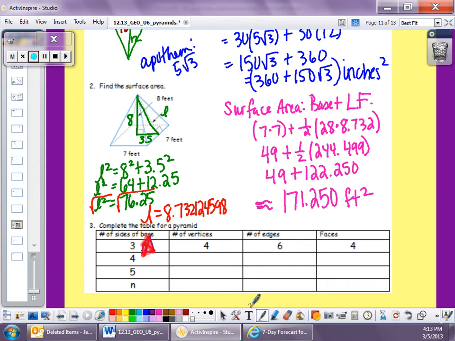So if it's 4, your vertices, there are 4 vertices on the base, plus 1 at the vertex makes 5. The number of edges, there are 4 edges along the base, and then 4 edges coming up, so makes a total of 8. The faces is there is 1 on the base, and for every side, there are 4 lateral faces, so that makes a total of 5. This is 6, 12, and 6. So this is n plus 1, 2n, and n plus 1.